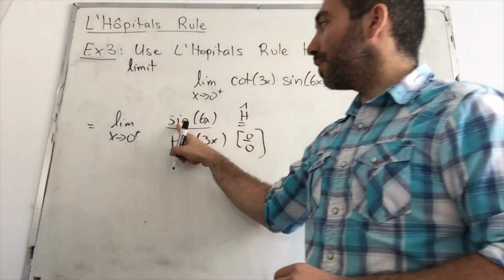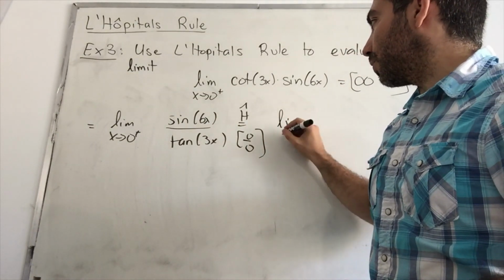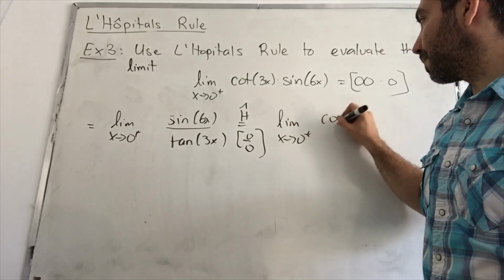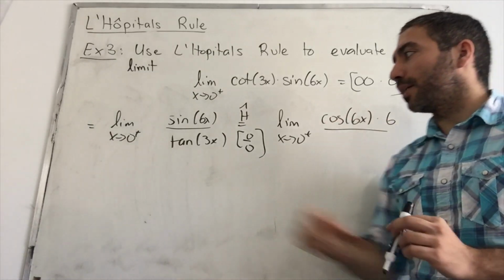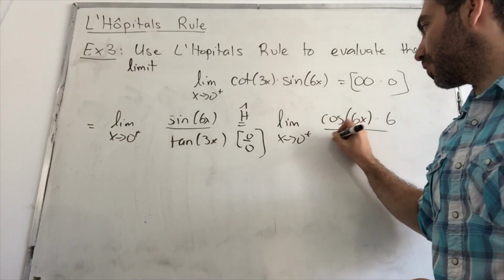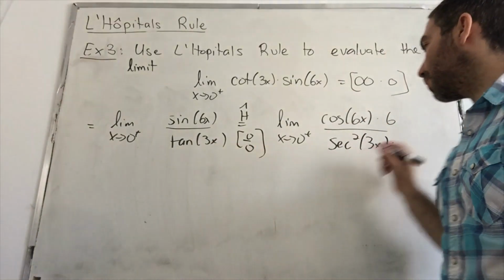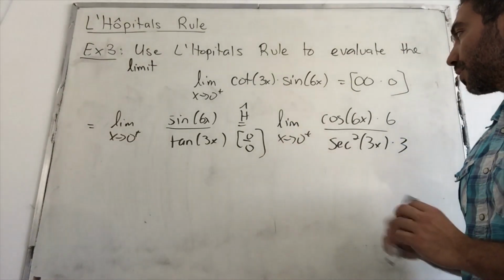Super important. So the derivative of the top, just the sine of 6x, is cos of 6x times the derivative of the inside, which is times 6. And the derivative of tan is secant squared of 3x times the derivative of 3x, which is 3. Okay. And now we substitute the limit. So the limit as x goes to 0.